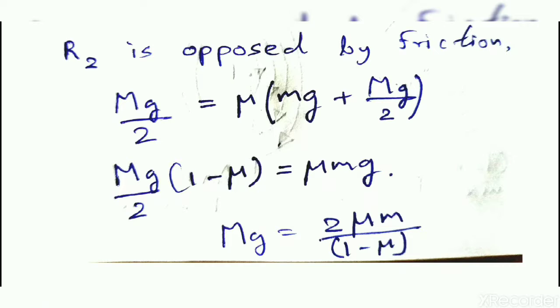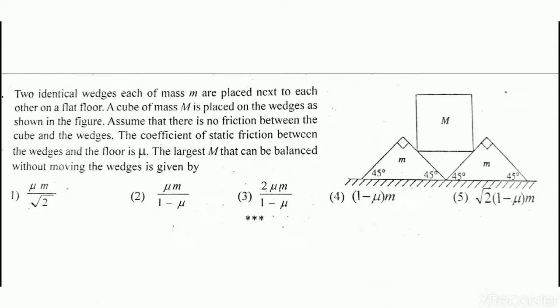How did we get the answer? Let's summarize. In this question, they have told us that we can put a cube on two wedges. So the force given by the cube will act on the wedge, and the wedge will try to move. When the wedge is trying to move, how are we going to stop its movement? There should be a friction, or we should apply an external force. Here we are not applying an external force, we are only using the friction.